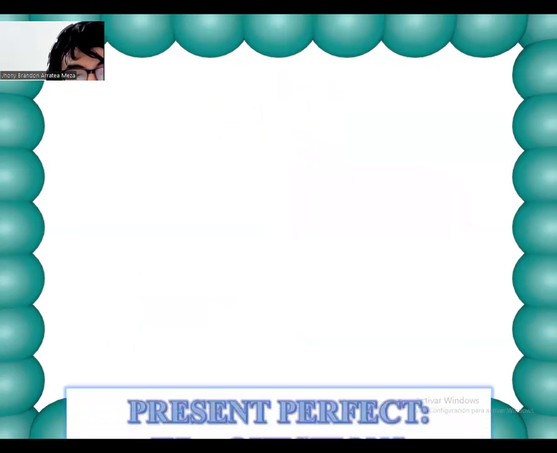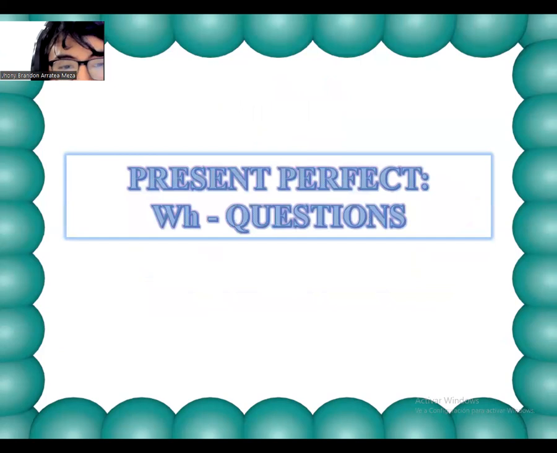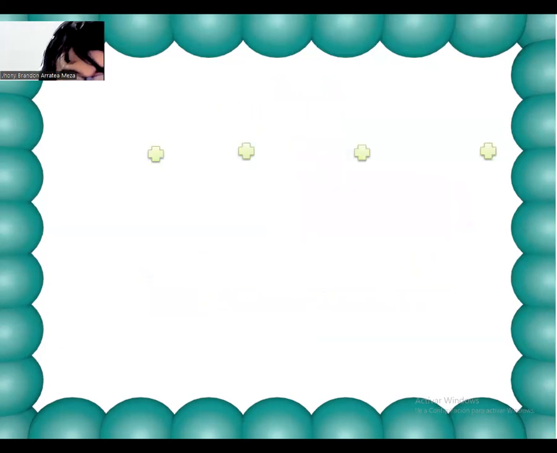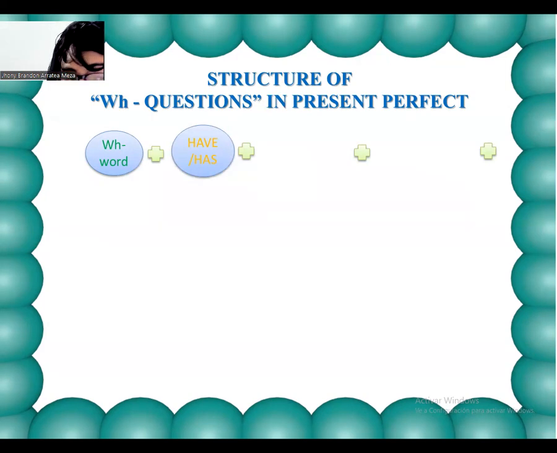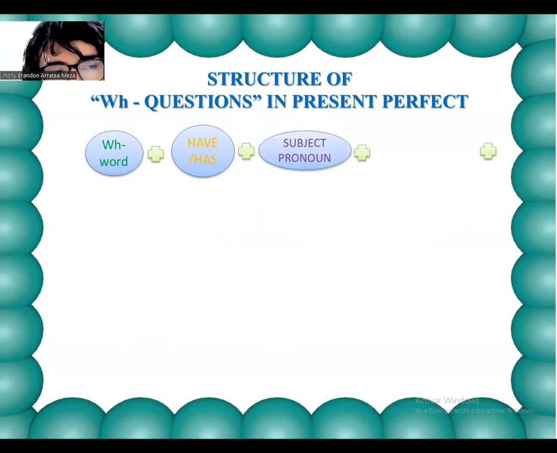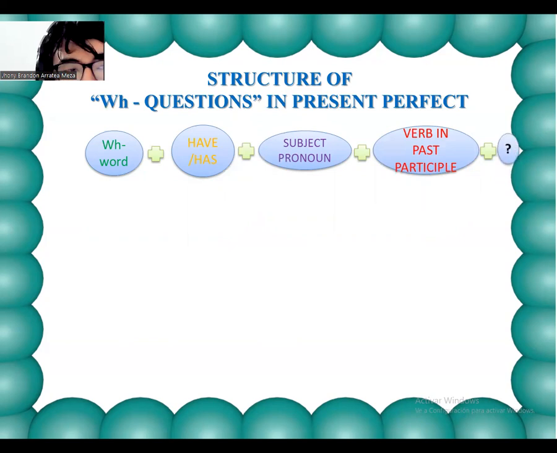And now let's see about the double H questions in present perfect. Similar to the yes, no questions, first we have the structure of double H questions. Here, first we have, very good, the double H word. And then we have the verb have or has. And then the subject pronoun. And then the verb in past participle. And then the interrogative sign. Also, we can have there the complement.